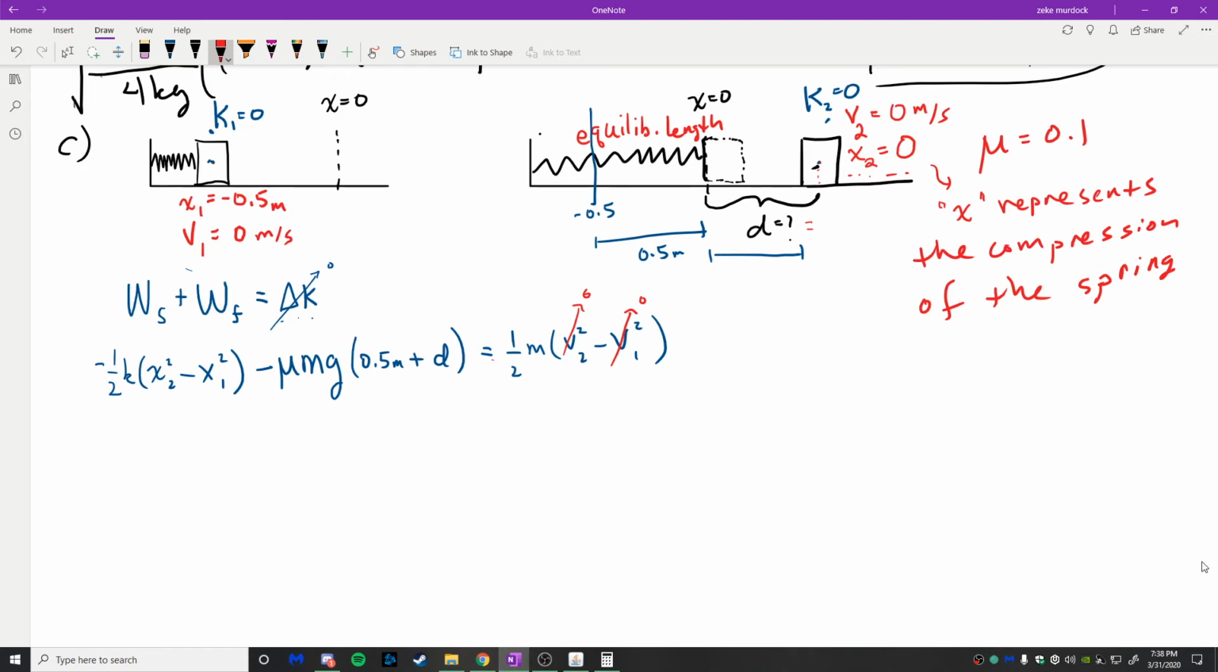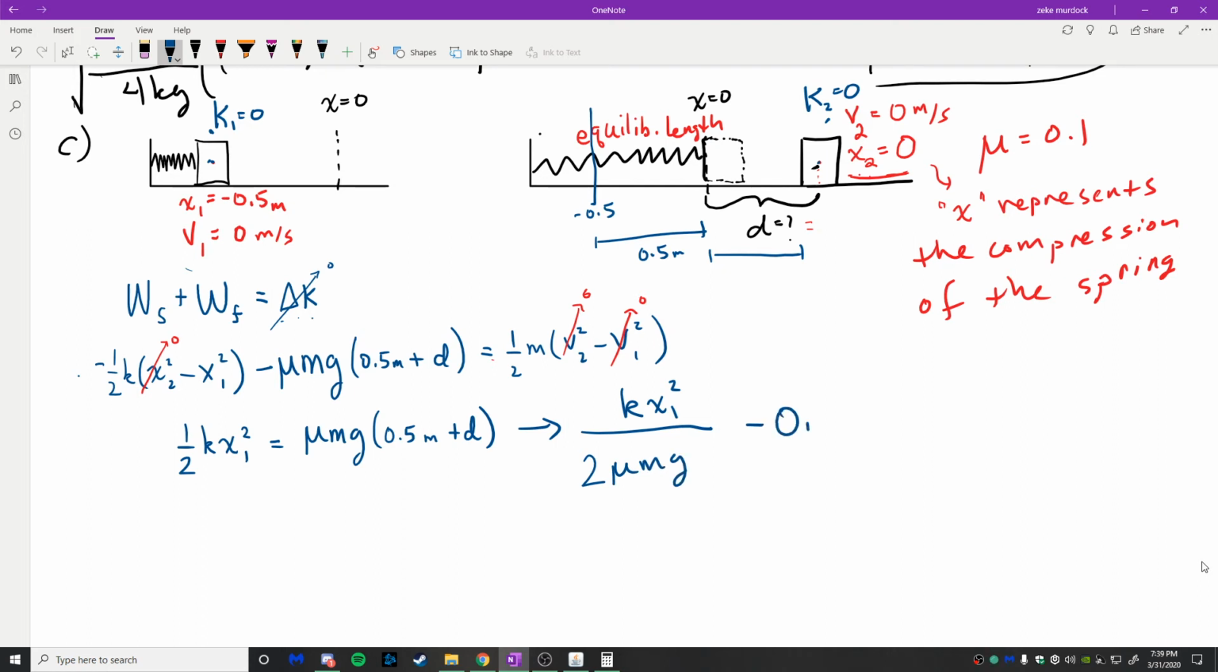There's one other thing that we said was 0, which is this quantity here, x sub 2. We're saying that's 0 because the spring is no longer compressed in this situation. So this one is also 0. So what we're left with then is a pretty simple equation. We're going to have negative 1/2, right? Negative times negative is going to give us 1/2 k times x1 squared. And then I'm going to move this other piece, mu mg times d. And then we can just solve this, right? We'll have k x1 squared divided by 2 mu mg. And then we'll need to subtract off the 0.5 meters. And that should be equal to the distance d.